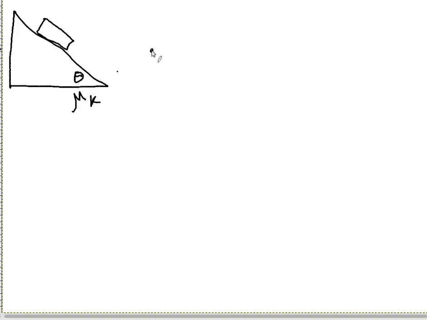So here's the box. Its mg goes straight down. It has a normal force that's perpendicular to the surface, so that goes this way, normal force. And then the friction is going to be parallel to the surface and opposite to the motion. So since it's going to slide down the hill, the friction goes up the hill. So there is our free body diagram.